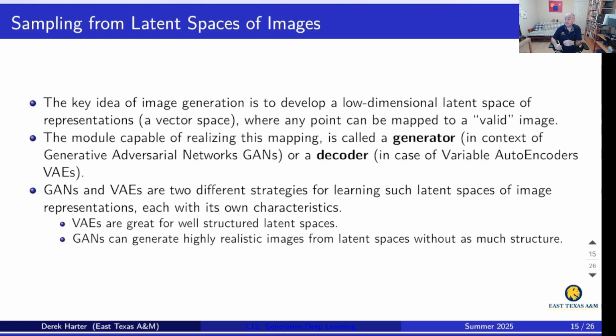The module capable of creating that sort of mapping is called a generator in the context of GANs, generative adversarial networks, or in this video today, the decoder in the case of variational autoencoders. GANs and VAEs are two different strategies for learning such a latent space of image representations. They have slightly different characteristics. Variational autoencoders are great for well-structured latent spaces. If you have spaces that are more continuous and well-defined, a VAE is probably going to be a better choice. GANs can work really well, but they're very finicky to get trained correctly. You can get highly realistic images from a latent space, but the spaces don't necessarily have as much structure.